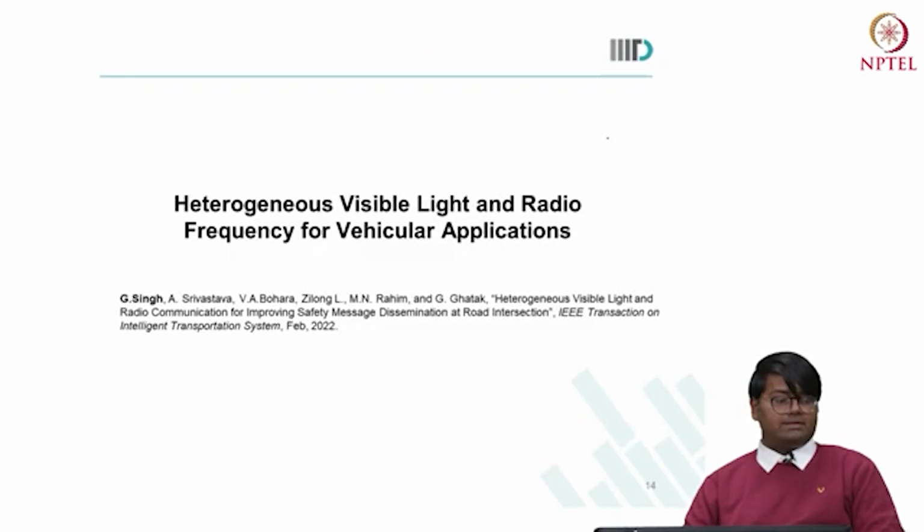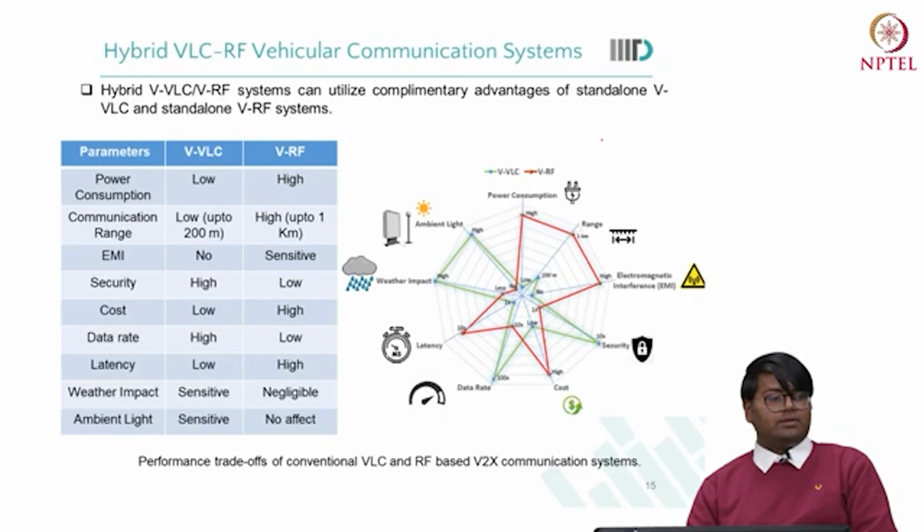Now let us see how hybrid visible light and radio frequency can be beneficial for vehicular application. This concept of heterogeneous or coexistence of VLC and RF has been widely explored in an indoor environment. Likewise, like the indoor scenario, in the vehicular environment as well, a hybrid VLC RF system can utilize the complementary advantages of standalone VLC and standalone RF systems.